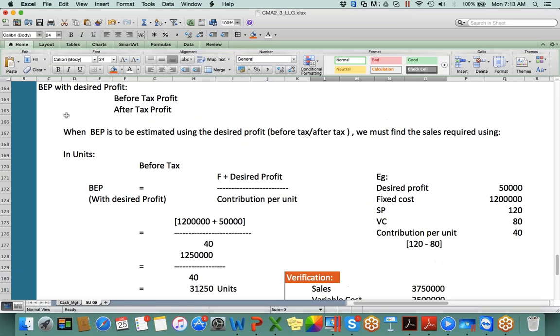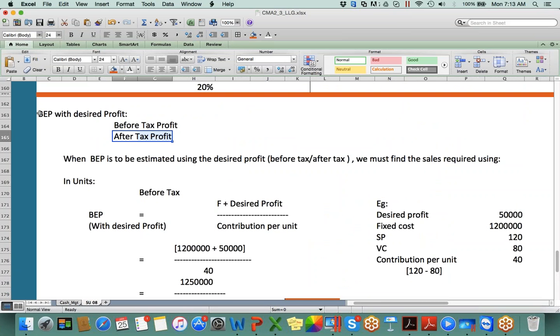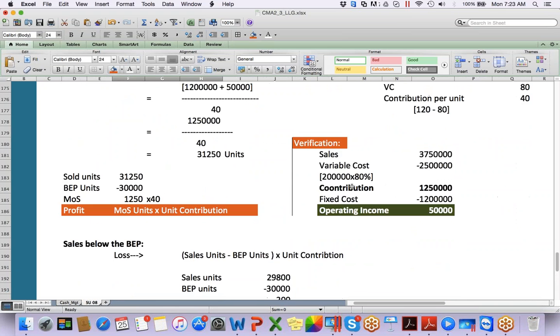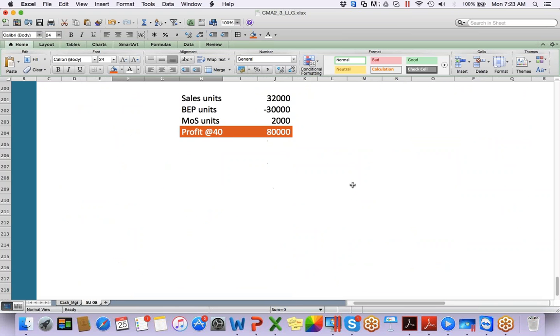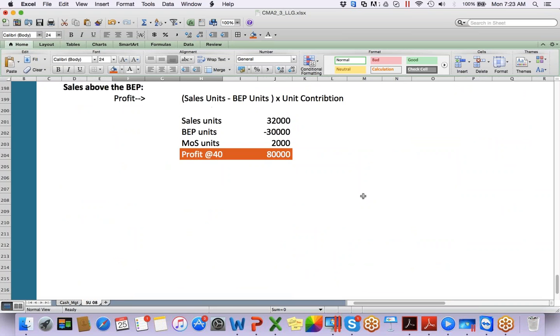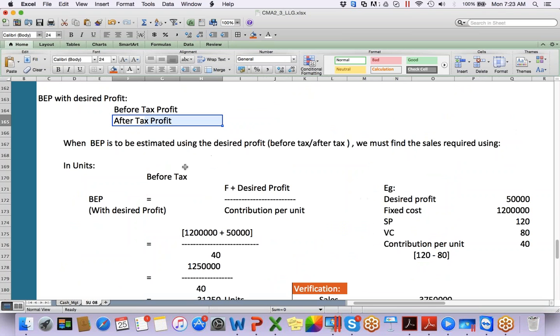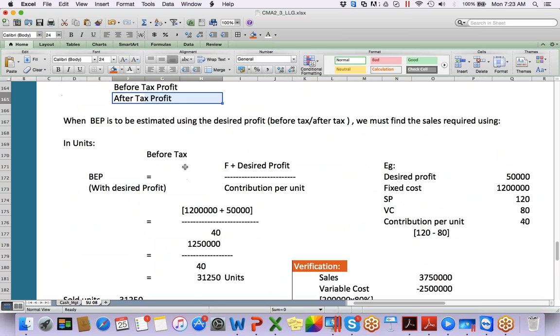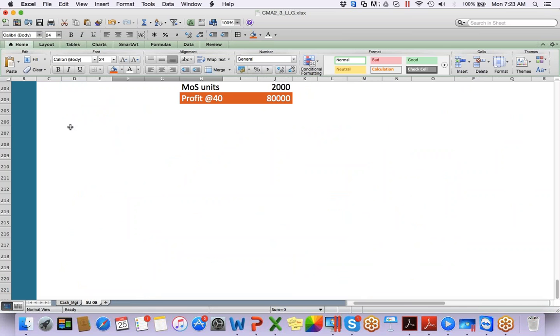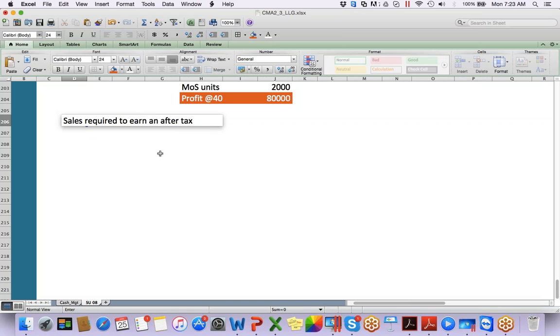So now we'll go for the after tax profit break even point with the desired after tax profit. Got it? Now let us calculate the break even point with after tax profit. How many units are to be sold to reach break even point? That will give you profit as well. Sales required to earn an after tax profit. Listen carefully.